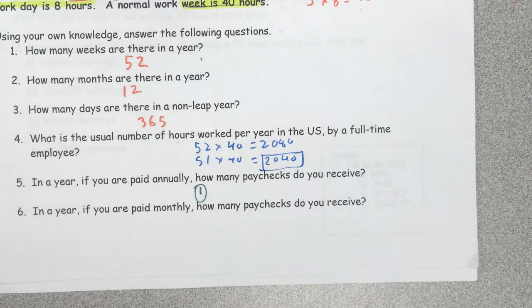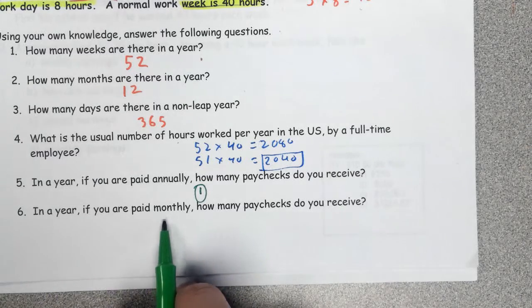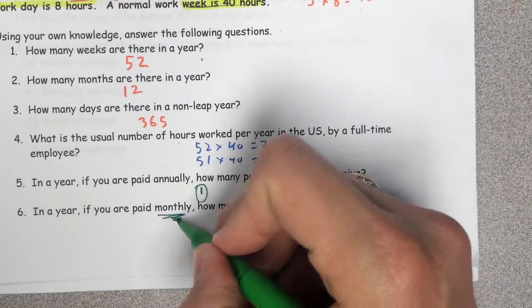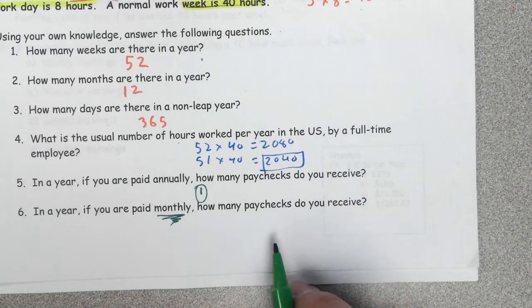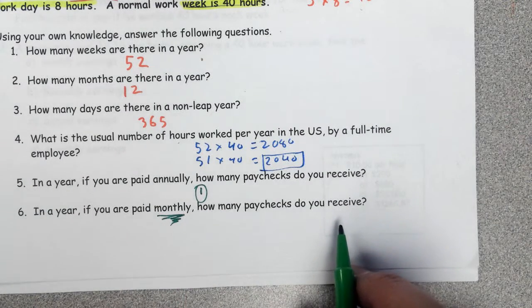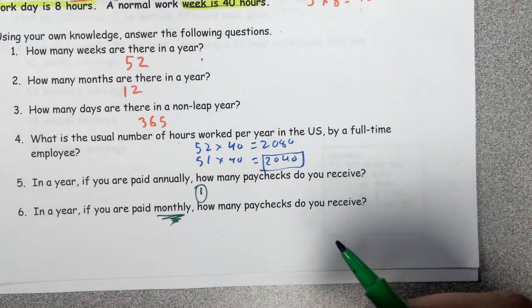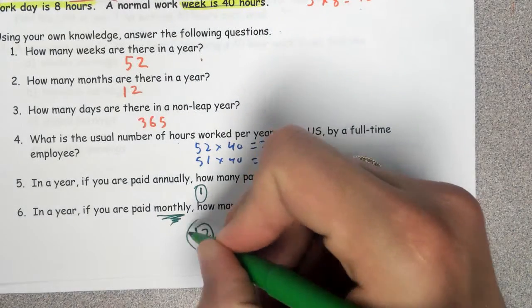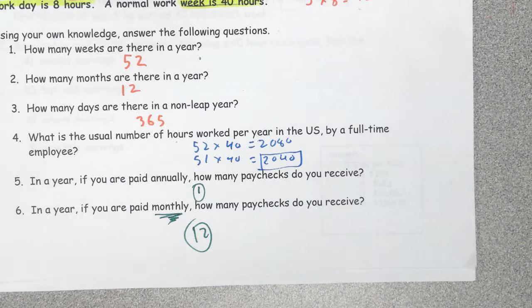That is highly unlikely. In a year, if you are paid monthly, how many paychecks do you receive? How many months are in a year? 12. You're going to get 12 paychecks.